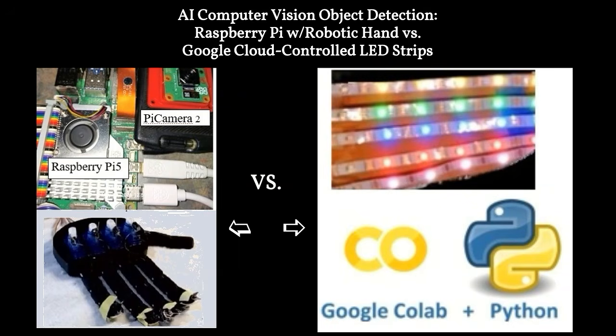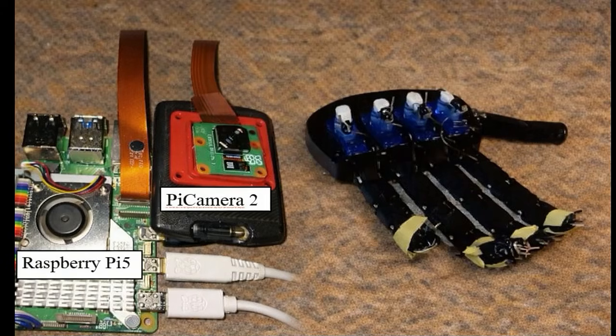This is a comparison of two computer vision object detection projects. Both control devices connected to one of my desktop computers. One project uses a Raspberry Pi 5, controlling a robotic hand. All code runs on a Raspberry Pi without GPU acceleration.